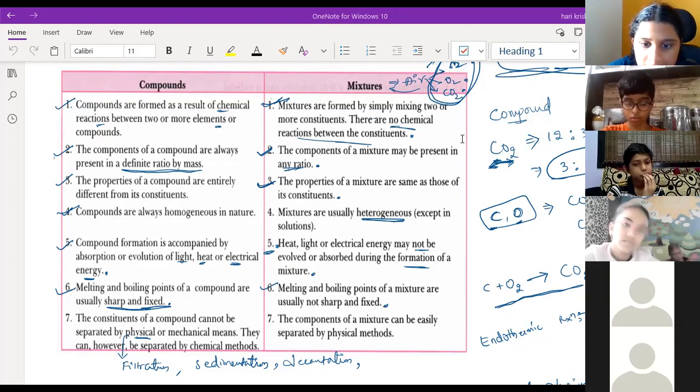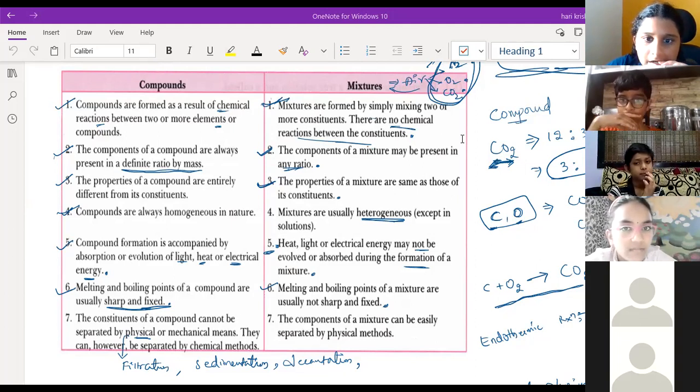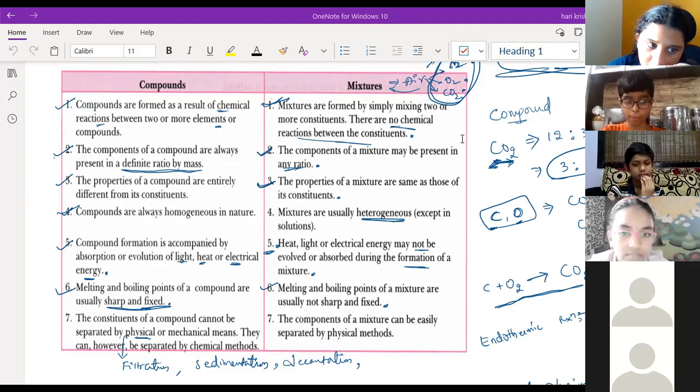Heterogeneous means what? There will be no uniform mixing at all in the mixture. That is a heterogeneous mixture. Heterogeneous means there is no uniform mixing throughout the mixture. That is called a heterogeneous mixture.